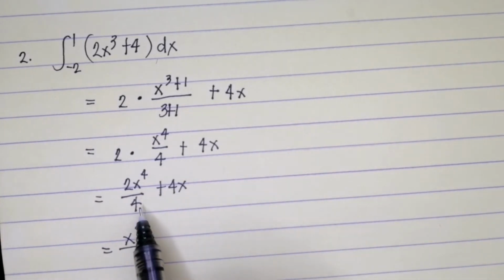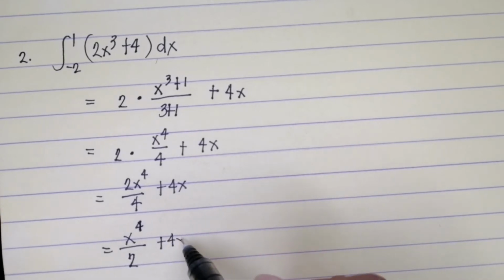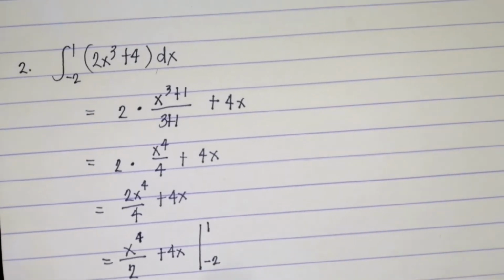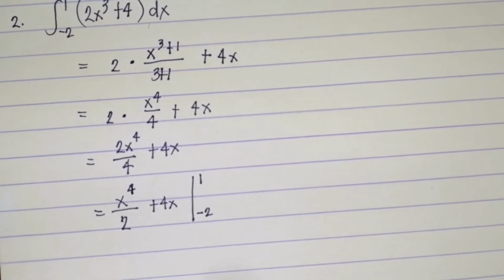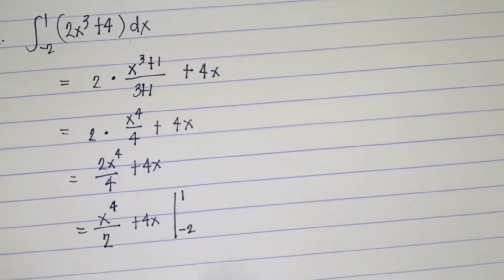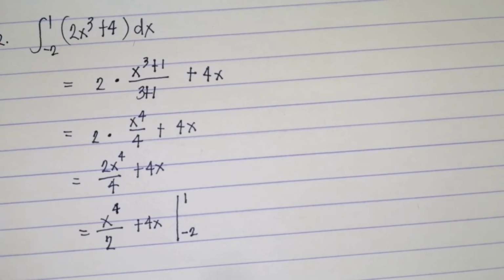Over, eto naman, dahil ang pinang-divide natin sa taas ay 2, yun din ang pan-divide dito. 4 divided by 2 is equal to 2. So, meron tayong x raised to 4 over 2 plus 4x from negative 2 to 1. So, nandito na tayo, malapit na tayo sa actual na paggamit ng definite integral. Nakuha na kasi natin yung indefinite integral of 2x cubed plus 4 with respect to x.